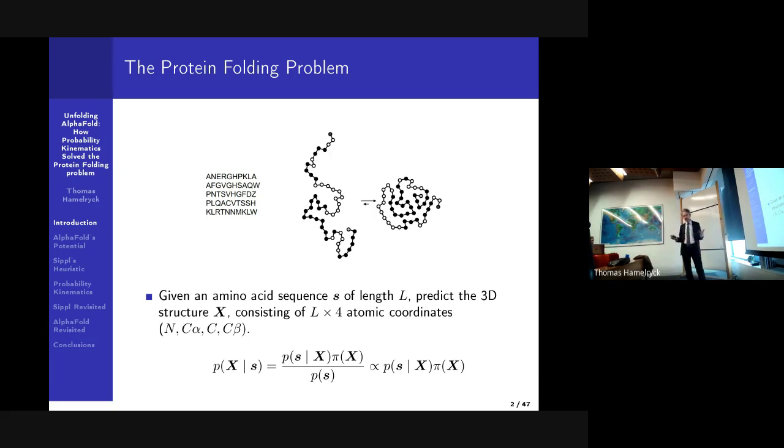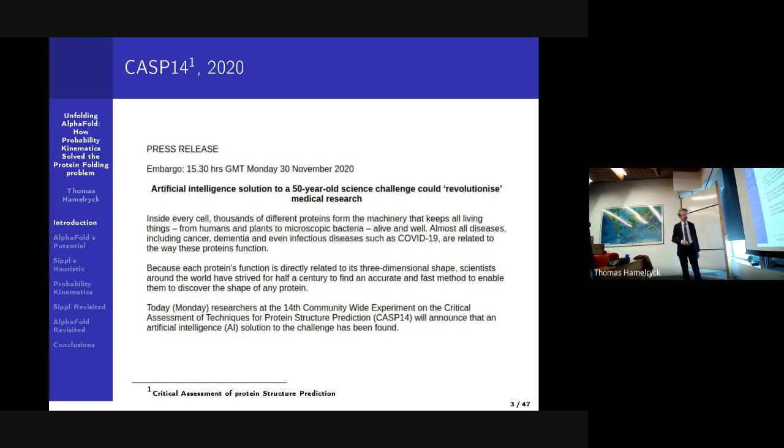We are Bayesian, we're probabilistic, so we want to have a nice probability distribution. What we're interested in is the probability of the structure given the sequence, and that's equal to the likelihood times the prior and a normalization factor. So that's proportional to the likelihood, the probability of the sequence given the structure, times the prior over the structure. That will be our ultimate perspective.